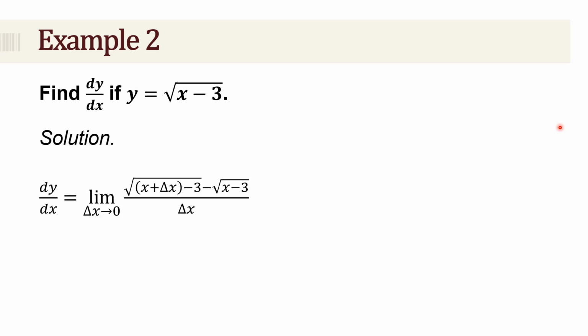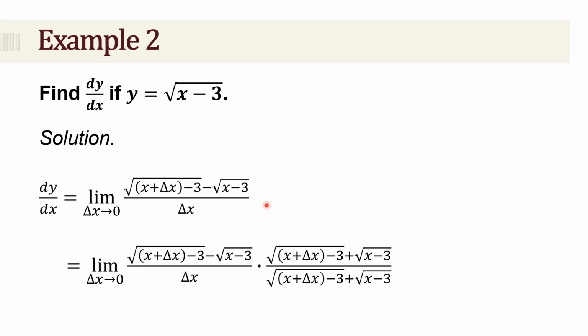So, we have dy over dx is equal to the limit of the square root of x plus delta x minus 3 minus the square root of x minus 3 all over delta x as delta x approaches 0. Ngayon, since may radical tayo dito, anong gagawin natin to get rid of that? We need to multiply the conjugate. And what is the conjugate? We have the square root of x plus delta x minus 3 plus the square root of x minus 3, both to the numerator and to the denominator.